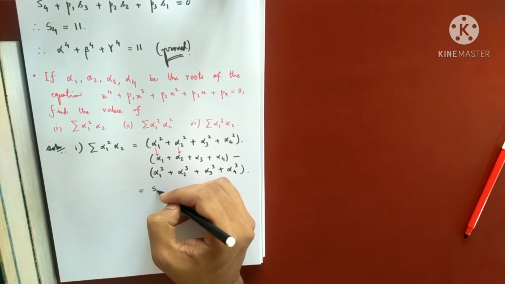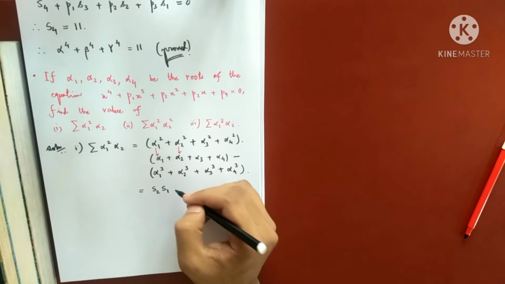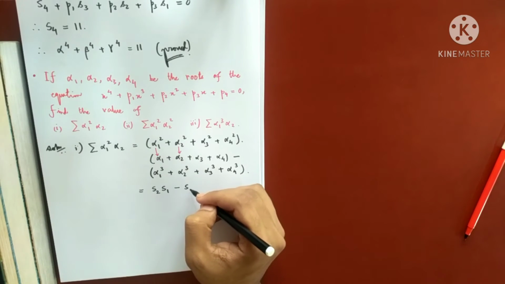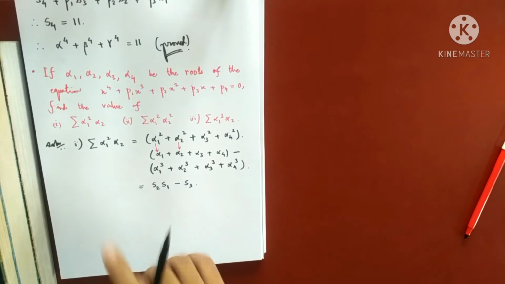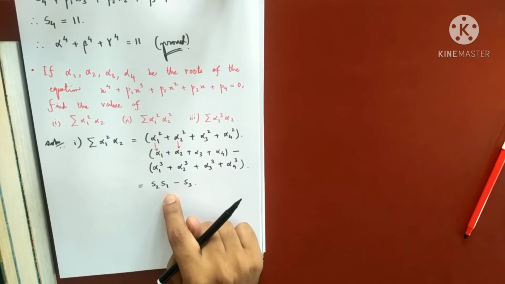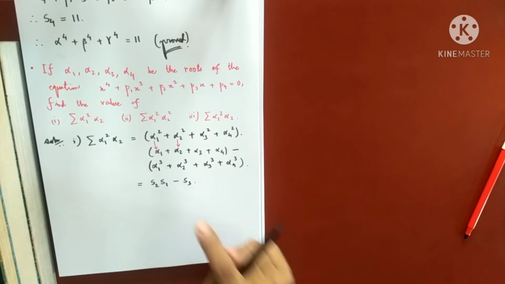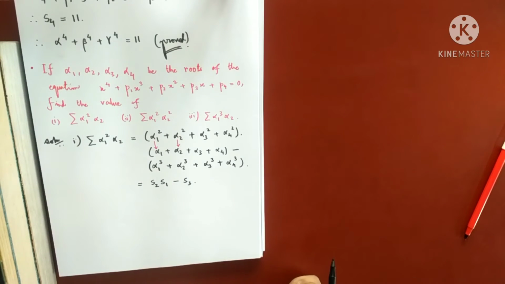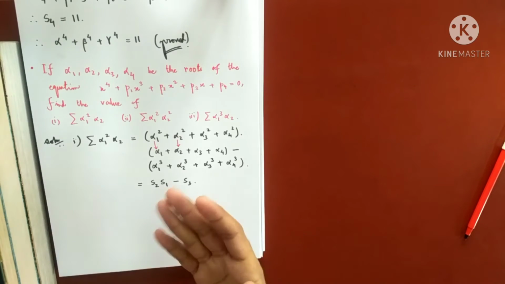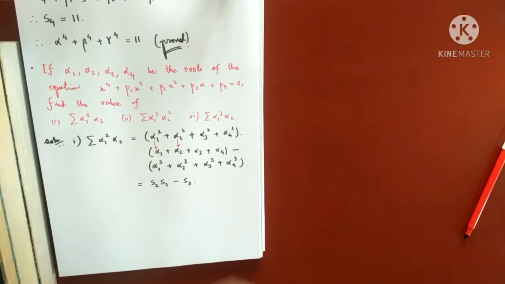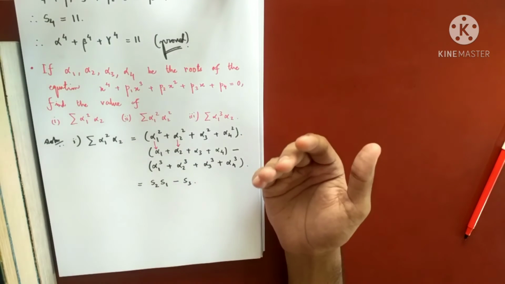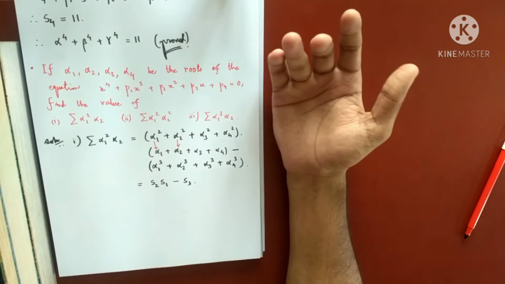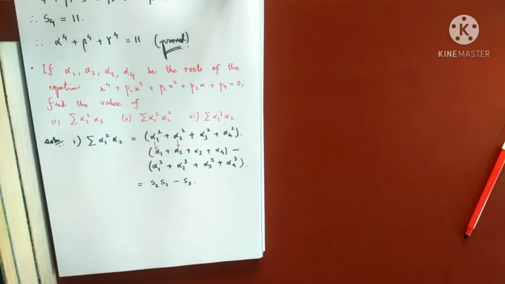This is nothing but S2. This is nothing but S1, and this is nothing but S3. The value of this is this, and I can actually compute S1, S2, and S3 and put the values there. So the value of this is S2 into S1 minus S3. Now you can find S2, S1 and S3 and put the values there. You know how to find S1, S2 and S3, right? Maybe I'll find it a bit later, or you can do it in the beginning only. So let's find it out.